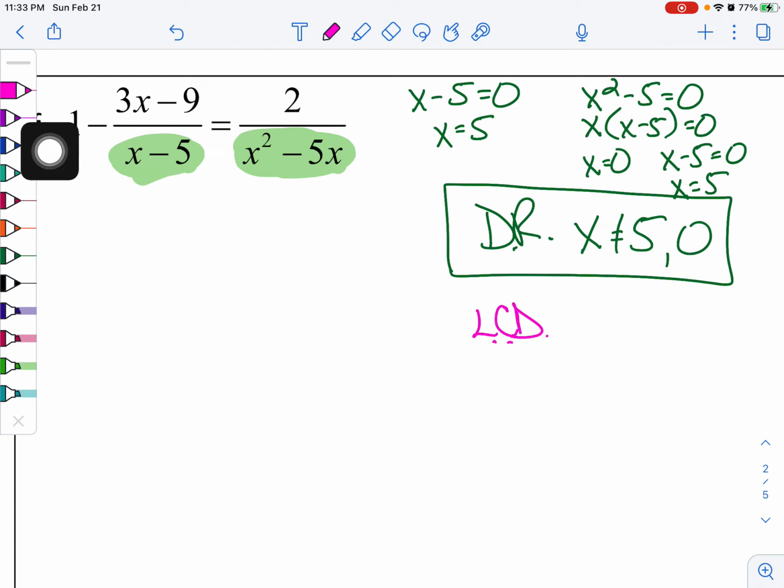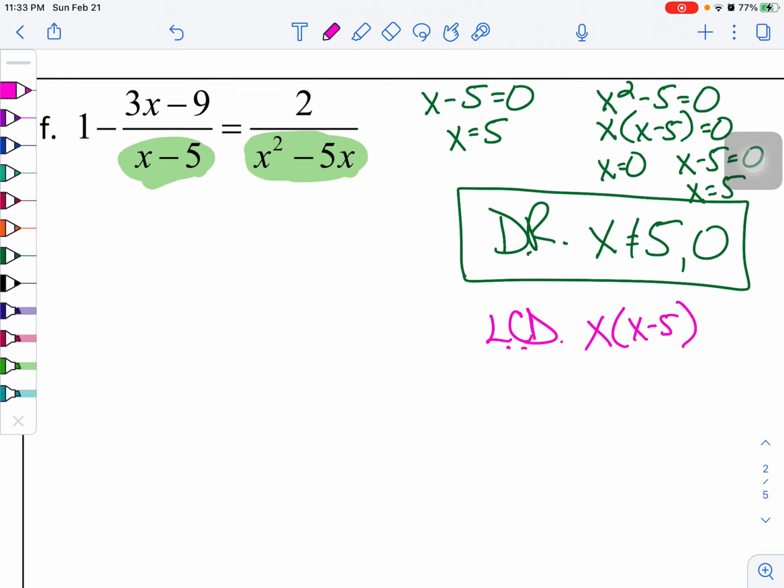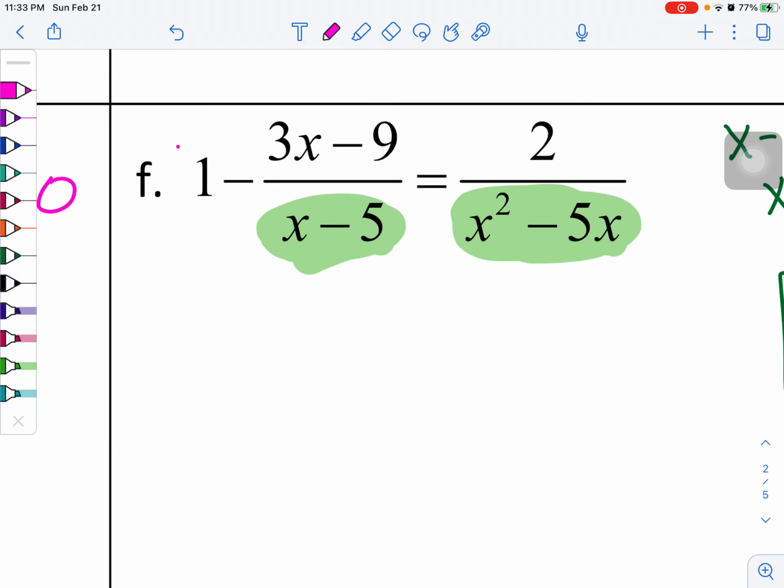So let's talk LCD. My first term here doesn't have a denominator other than 1, and multiplying by 1 doesn't change anything, so I'm not going to worry about this one. This denominator has the factor of x minus 5, so I want to make sure I include x minus 5. And this denominator, when I factor it, I'm going to slide over here. Here's my factored form. I have the x minus 5. That's already listed. I am missing the x. So let's go ahead and include an x with x minus 5.